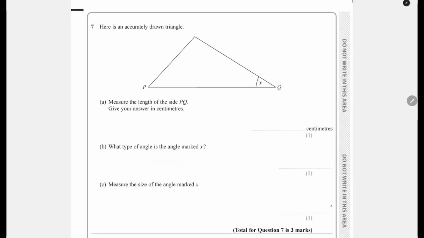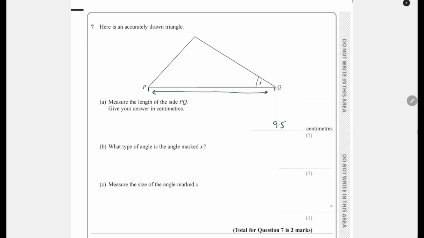Question 7 says, here is an accurately drawn triangle. Part A is asking, measure the length of the side PQ, give your answer in centimeters. Well, as this is a recording and a zoomed in question, we're not going to be able to draw this accurately. But if this was in the paper, you'd get your ruler, you'd line it up at P and measure all the way to Q. And that would give you this length here, PQ, which should be 9.5 centimeters.